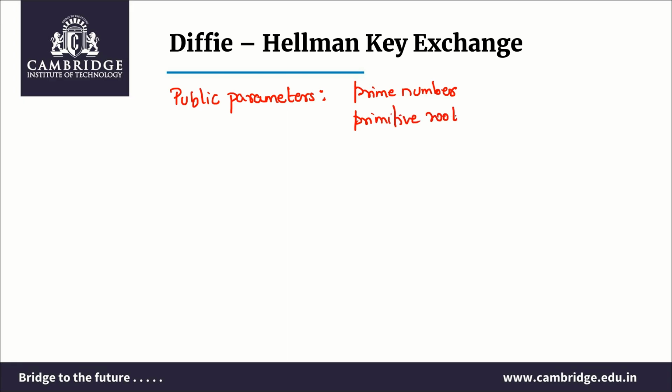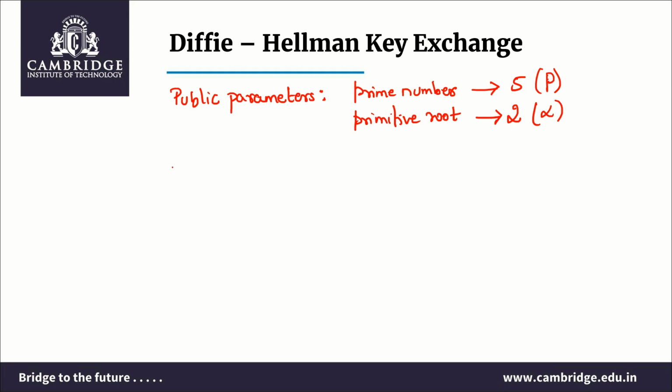So let us consider that the prime number is 5, and we can calculate the primitive root of 5, which we have seen in the previous session as well, right? So let us consider that the primitive root given is 2. So this is the prime number p, and this is the primitive root alpha.